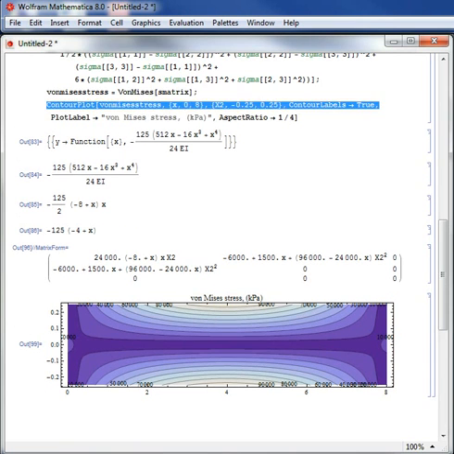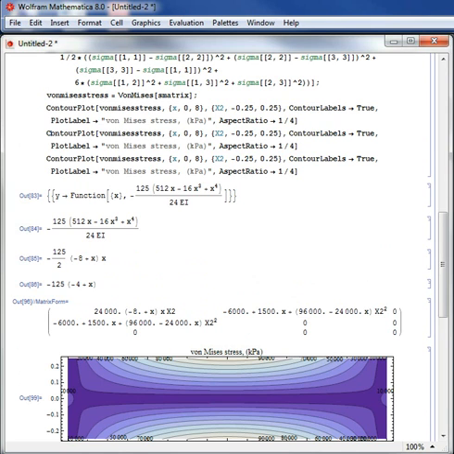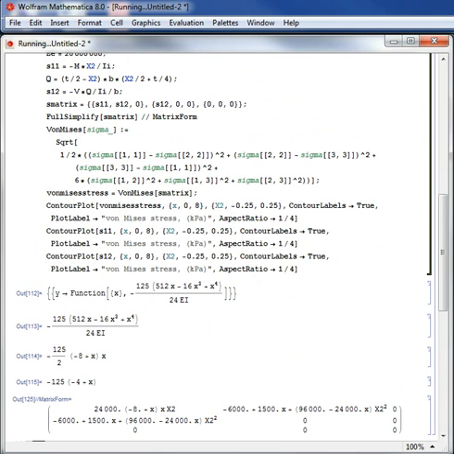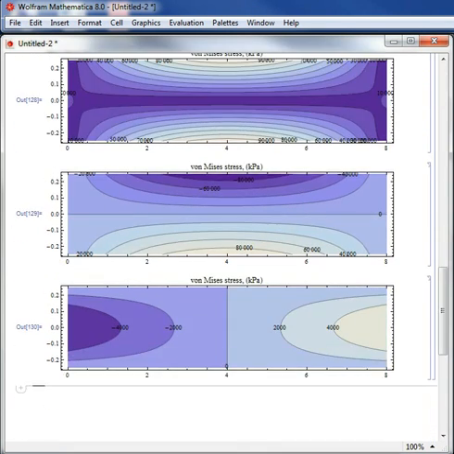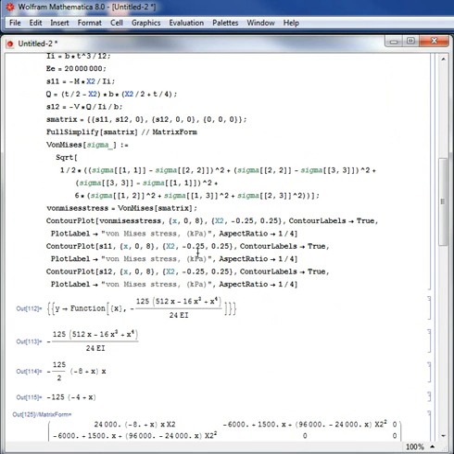I'm going to copy and paste this, and instead of von Mises stress I will put S11 and S12. Shift enter, and indeed this is my plot. I need to change the plot label. This is S11 and this is S12.